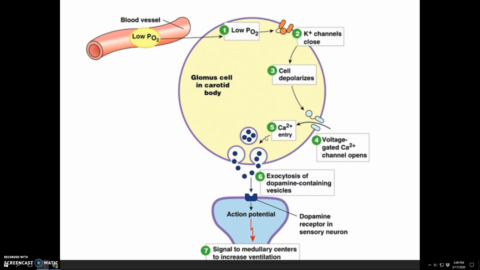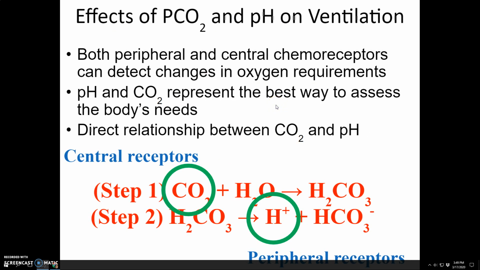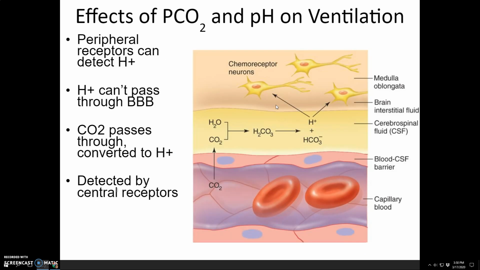Even though oxygen can be detected, and I just used that example, it actually turns out that the best way to identify the body's needs from a breathing standpoint is to monitor pH and CO2. And we can recognize from our studies before that CO2 and pH are related, right? As you increase CO2, you increase the amount of hydrogen ions and you therefore decrease pH. So the body has the ability to detect low O2, increased CO2, and increased H+, and all of those things are related to each other.